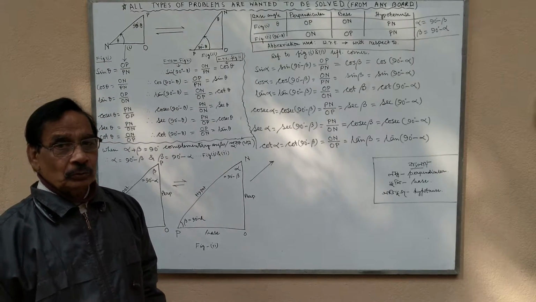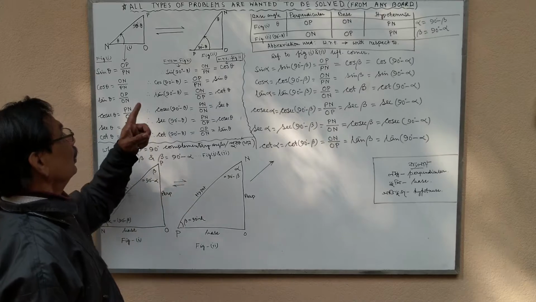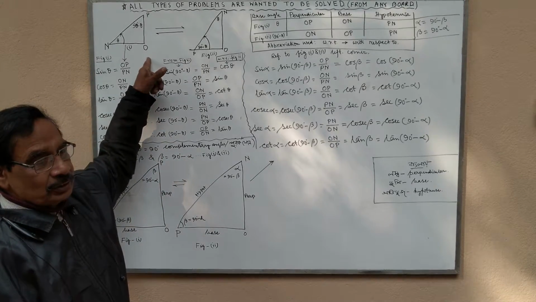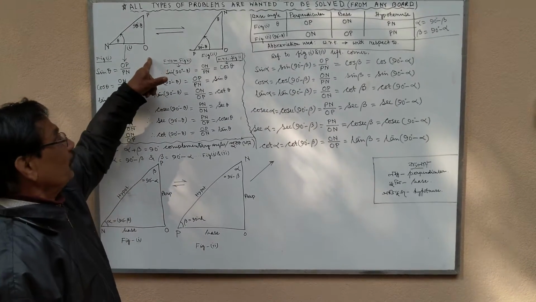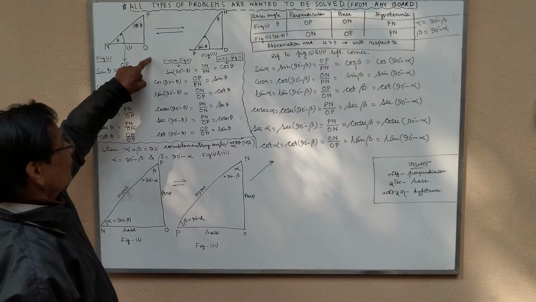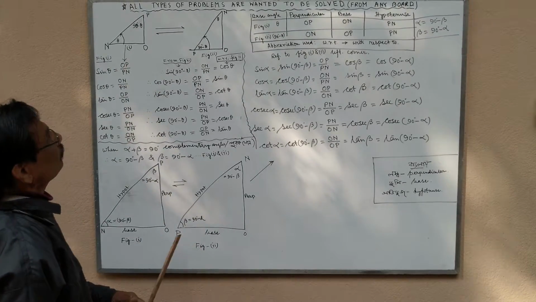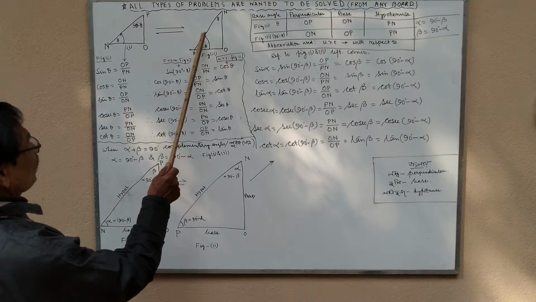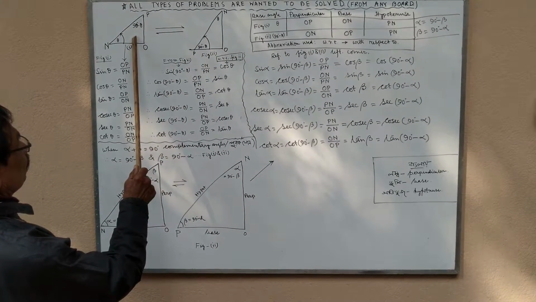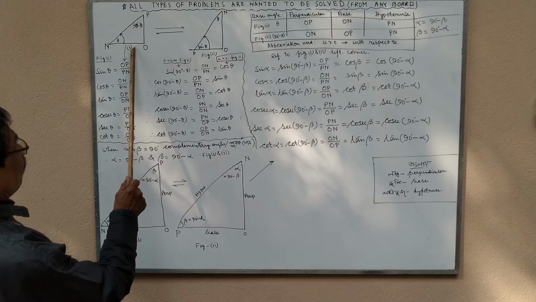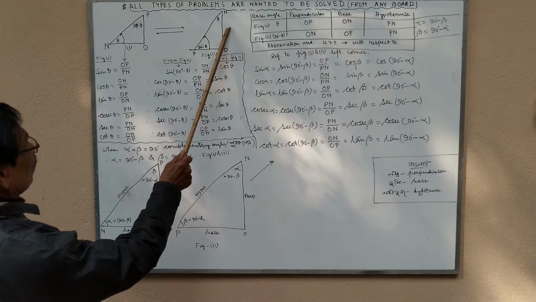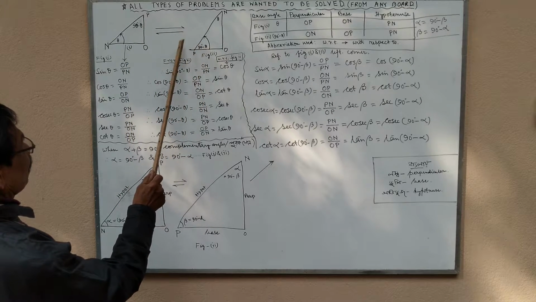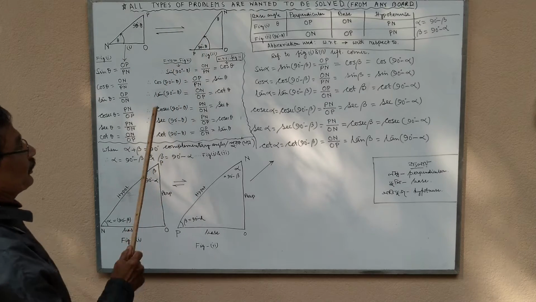Today we shall discuss the complementary angles of trigonometry, the complementary angles of trigonometrical ratios. These two triangles are the same triangle, but the positions of base, perpendicular and hypotenuse are reversed.